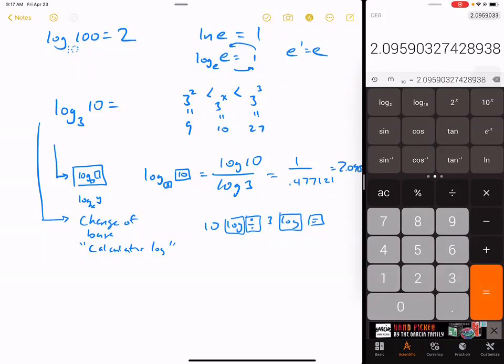I should round up to around 6, okay? 2.096. I'm going to write that a little nicer. And we said this number was going to be between 2 and 3. And if I write 3 to the 2.0959032742898, we would get approximately 10. Now, this is why logs are useful for us, because they help solve for exponents. Whatever the exponent is, we can use it to find what that decimal or whole number value would be.